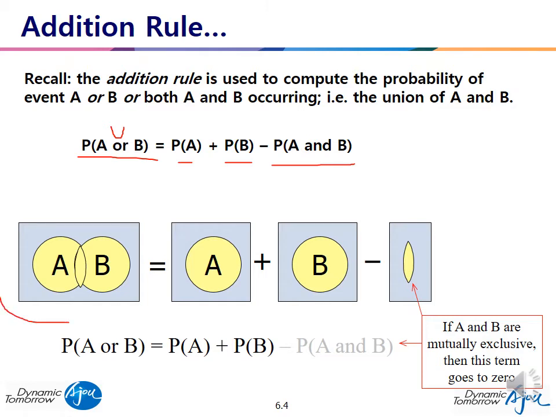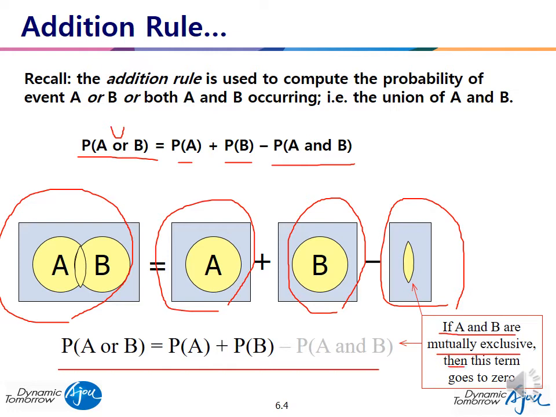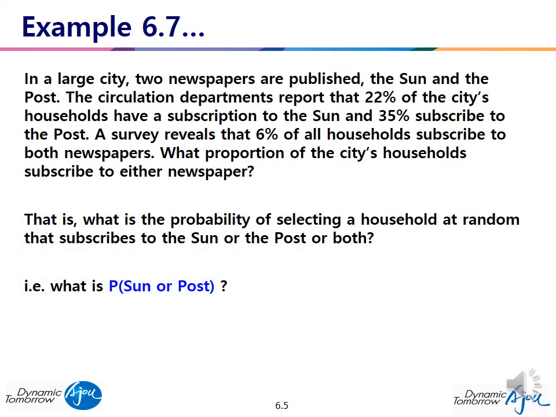As you can see, this is the probability of A union B, then probability of A plus probability of B, minus the intersection. But if A and B are mutually exclusive, then the intersection term goes to 0. With an example, I'm going to explain the addition rule.